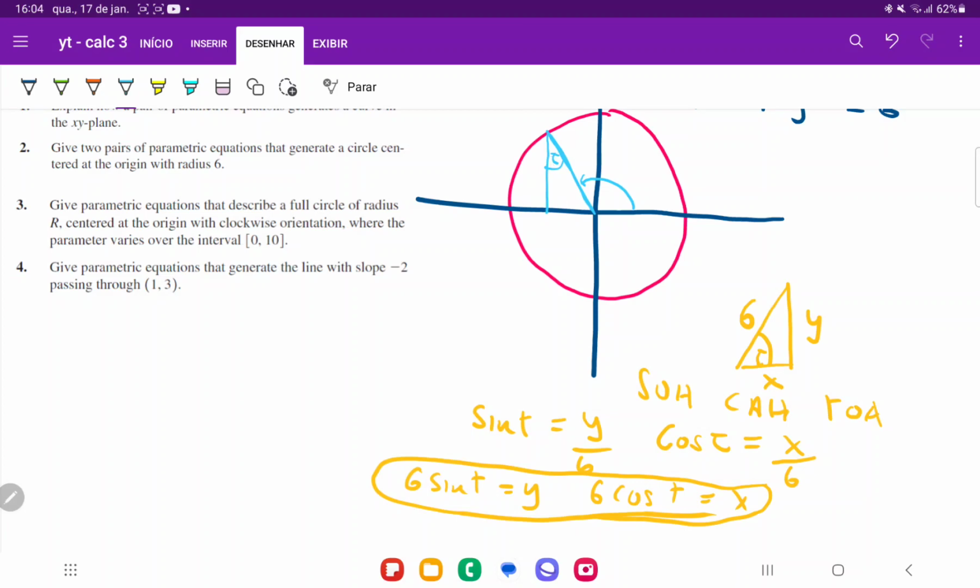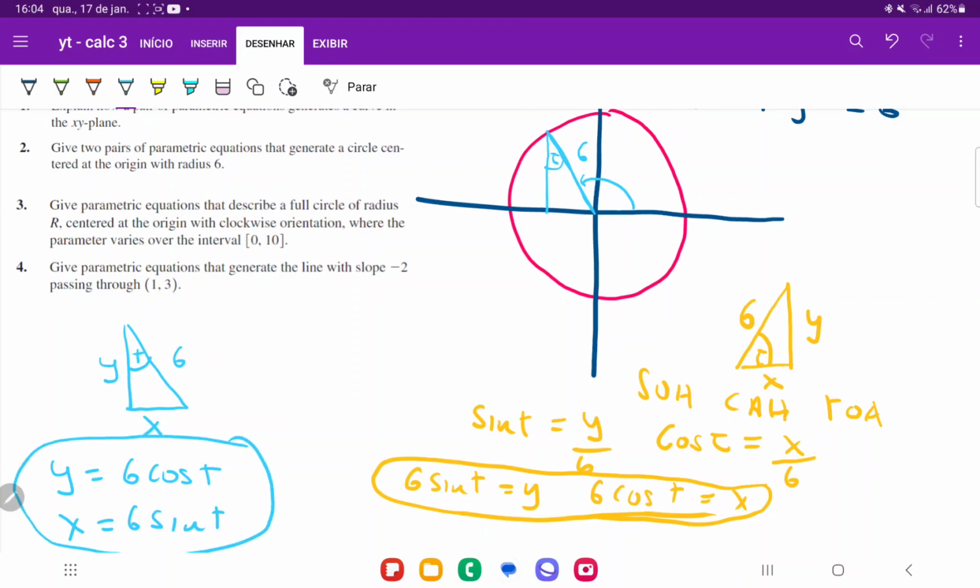And if we consider that t is the angle that it makes with the vertical and not the horizontal, and this is still 6, so now let me redraw this. So that's 6, and this is t, right? Well, now the opposite is going to be x, and the adjacent is going to be y. So therefore, y is the adjacent, so y is going to be 6 cosine of t. And x is the opposite, so x is going to be 6 sine of t. So it may seem a little strange, but this works, right?